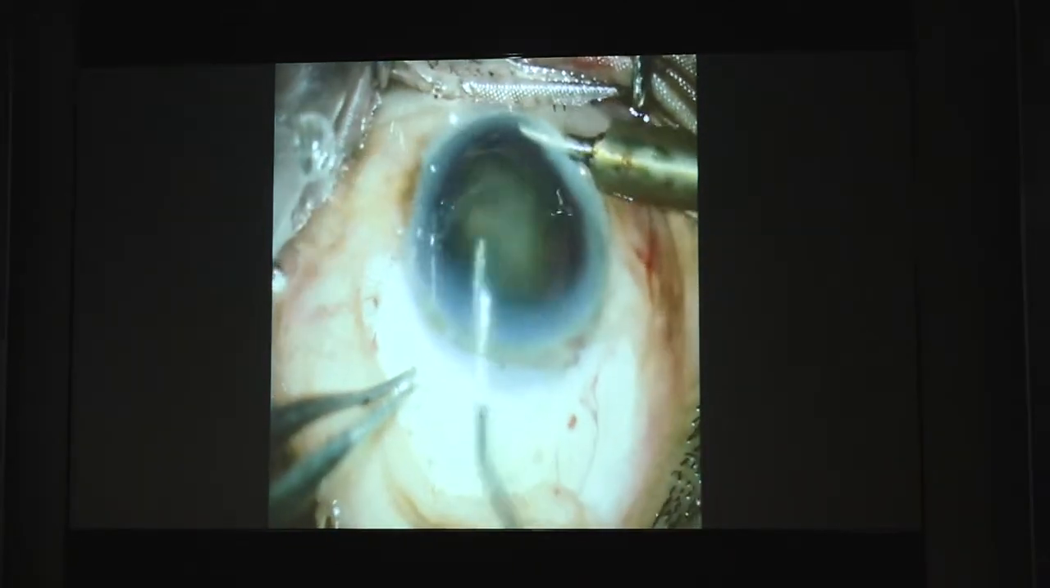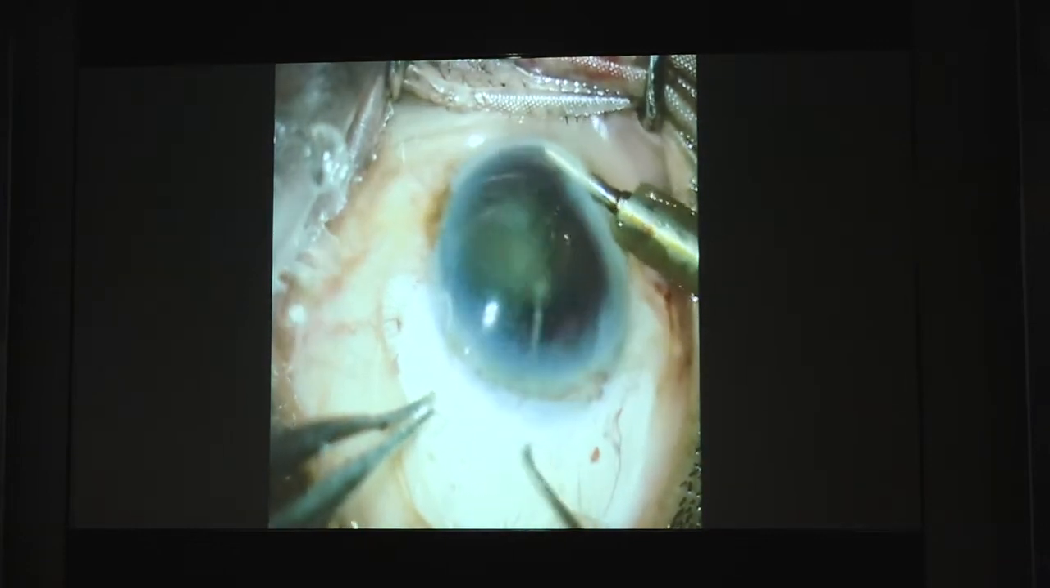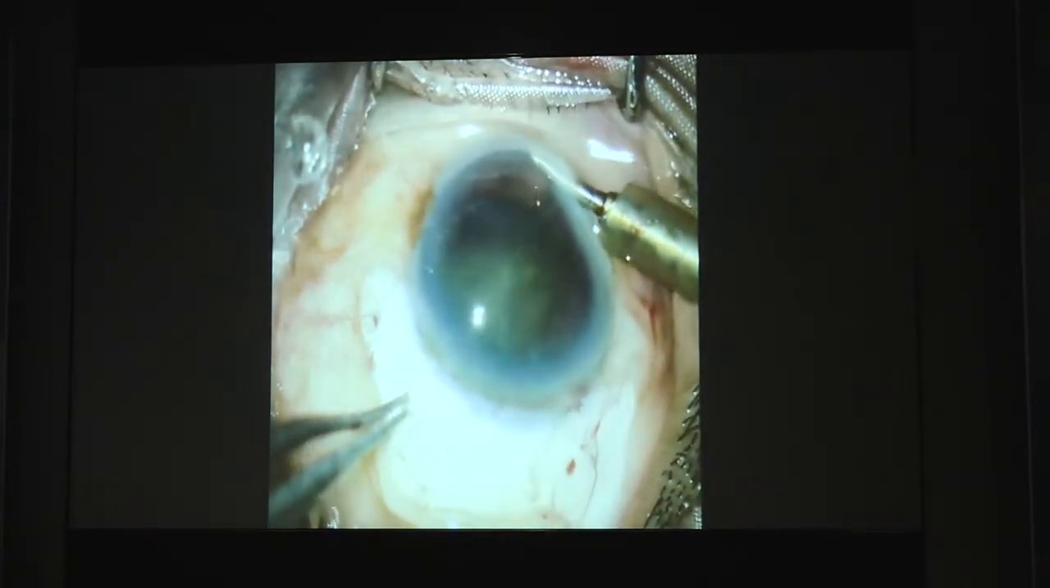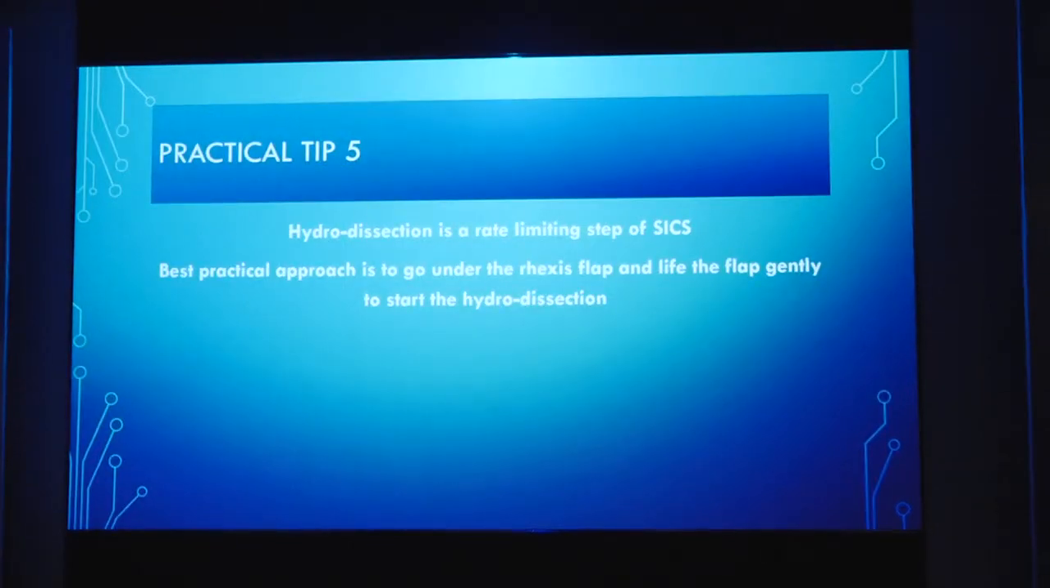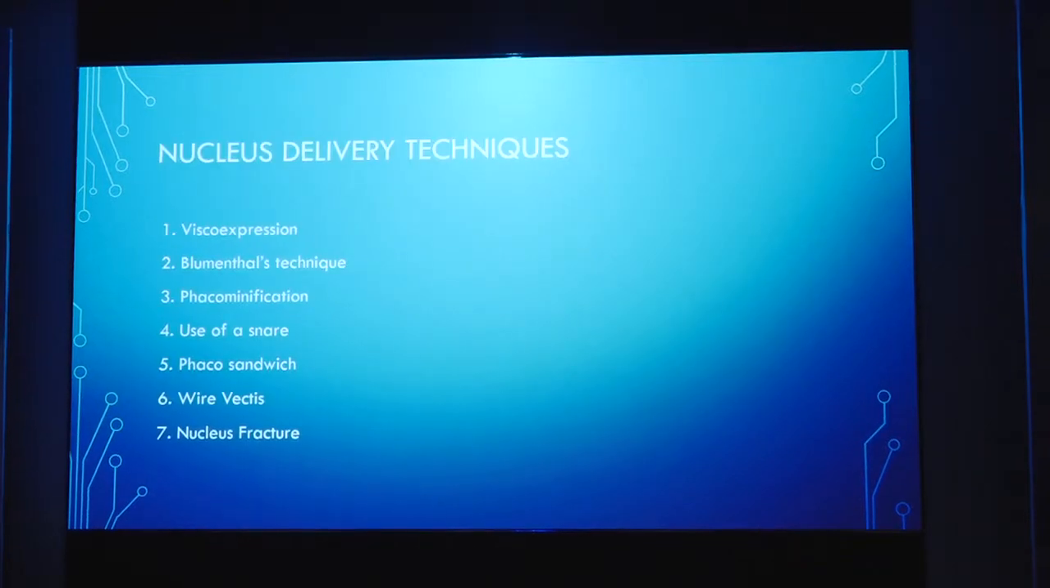And you see the golden ring, slight elevation of the nucleus, then rotating the nucleus to make it free is the end point of hydrodissection. So you have to be very, very careful. Nucleus delivery techniques, there are lots of techniques. As you can see, lots of techniques are enumerated here. Visco expression, Blumenthal, phacofragmentation. As many surgeons as are sitting here, there can be that many techniques.